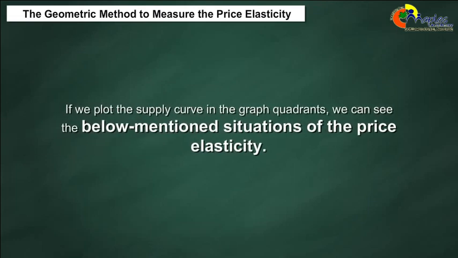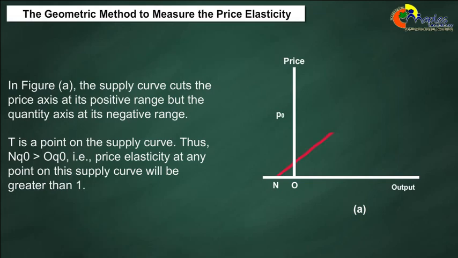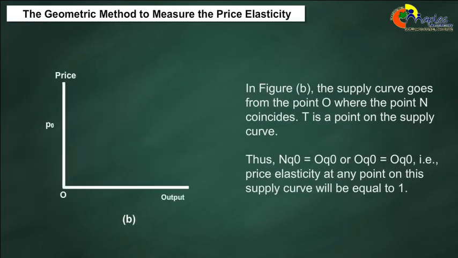The geometric method to measure the price elasticity. If we plot the supply curve in the graph quadrants, we can see the below mentioned situations of the price elasticity. In figure A, the supply curve cuts the price axis at its positive range, but the quantity axis at its negative range. T is a point on the supply curve. Thus, NQ0 is greater than OQ0, that is, price elasticity at any point on this supply curve will be greater than 1.